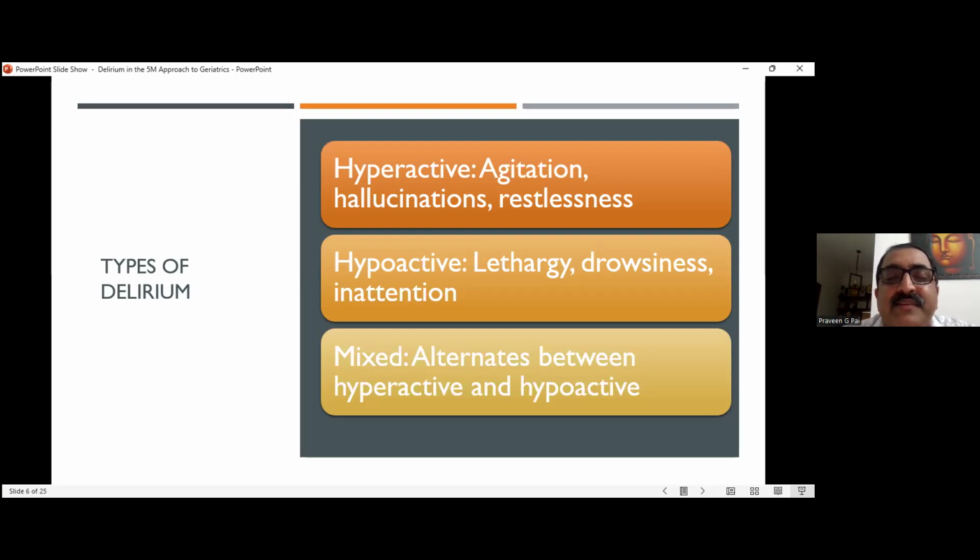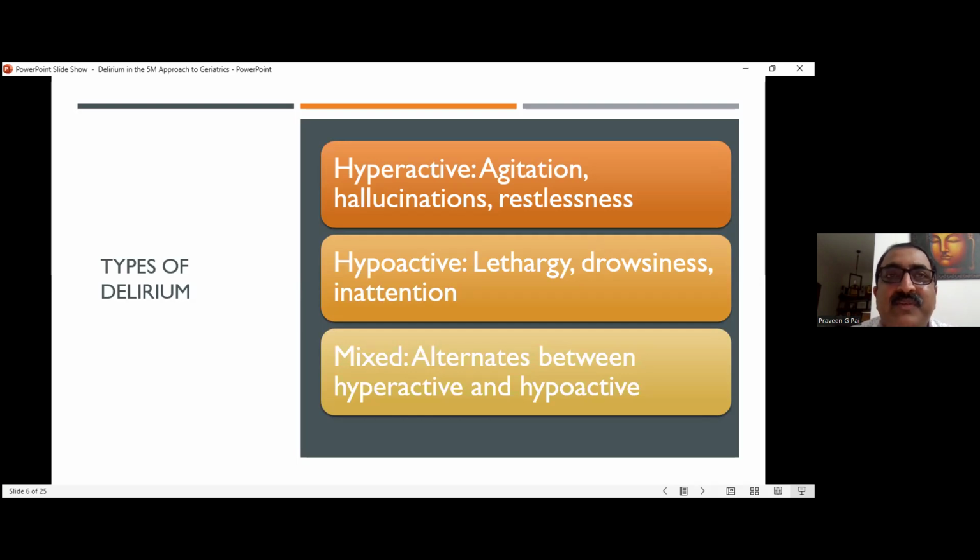And sometimes there will be alternating hyperactive and hypoactive. At some time of the day, the person will be very hyperactive, and sometimes hypoactive, very dull and lethargic. So that is mixed. So basically, hyperactive, hypoactive, and mixed. Hypoactive delirium usually gets missed. So we may feel he is comfortable, there is no pain. It may not always be true. Very difficult to identify delirium in this case.